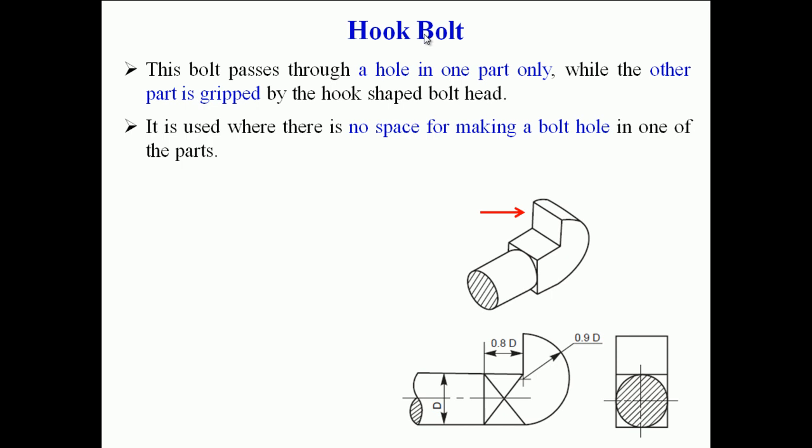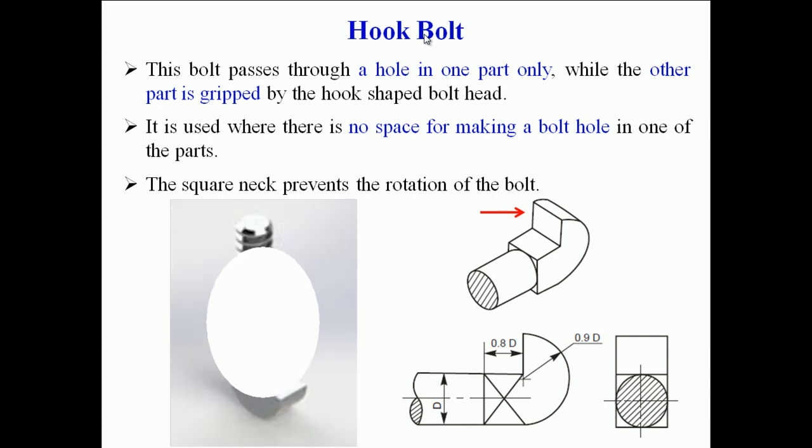It is used where there is no space for making a bolt hole in one of the parts. This bolt passes through a hole in one part only, it's very important, while the other part is gripped by the hook shaped bolt head. And very important next point is, this bolt can be used where there is no space for making a bolt hole in one of the parts. The square neck prevents the rotation of the bolt. In all these bolts, you can now understand that the square neck is used to prevent the rotation of the bolt. So this is the actual diagram of a hook bolt.